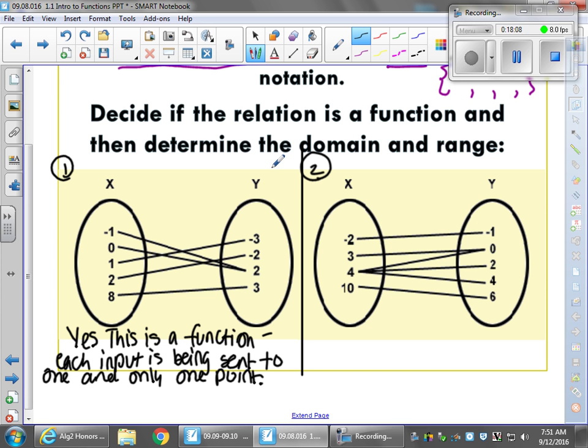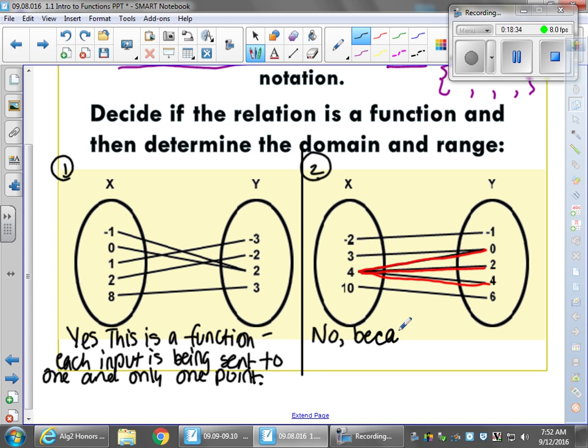What are our thoughts on number 2? Who have I not heard? Olivia? Why is it not a function? Very good. So if you have a highlighter, I would highlight this. Make this stand out in your notes. This is where it fails. No bueno. No.